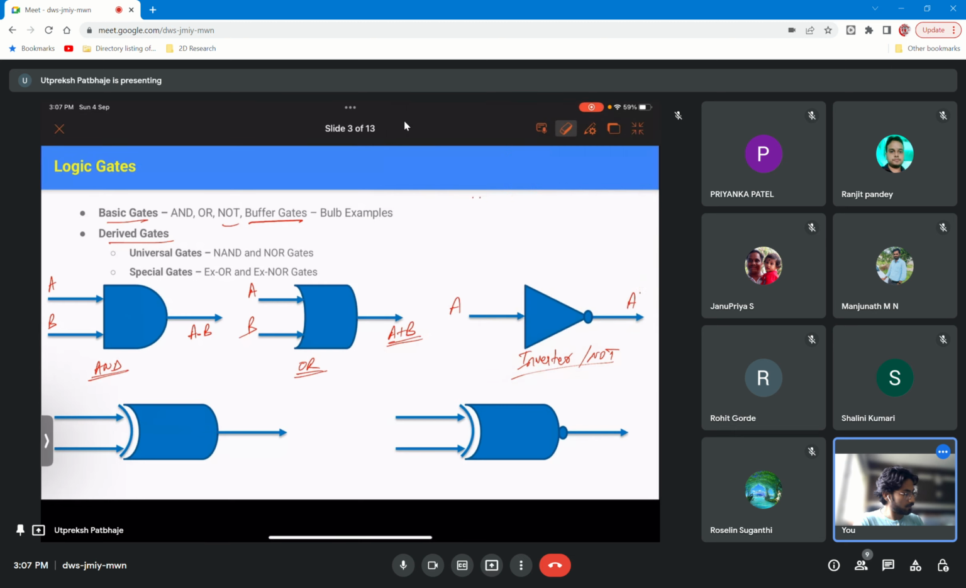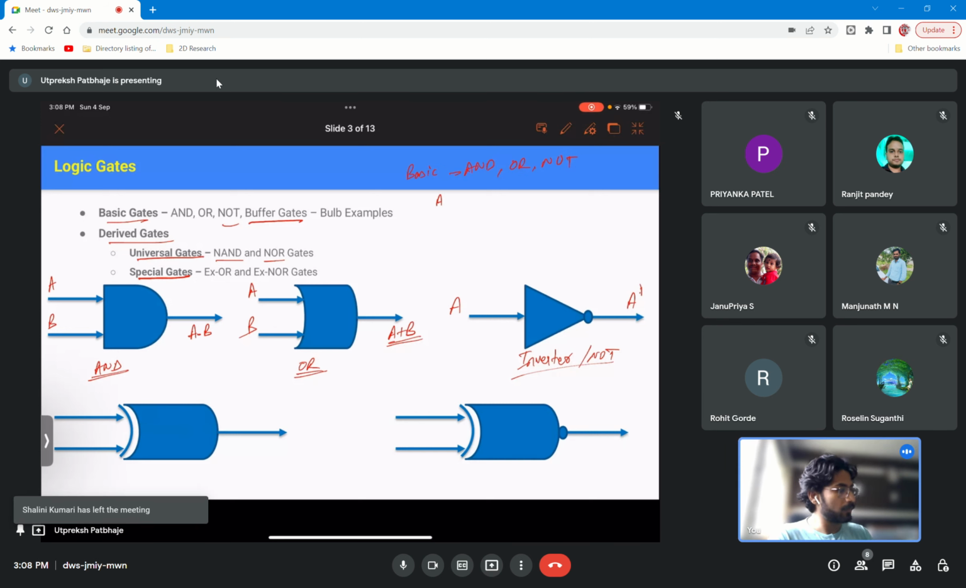Apart from these three basic gates, there are something known as universal gates and special gates. In universal gates, we get two gates, NAND and NOR. They are called universal gates because you can use these gates to realize any of the basic logic gates. Our basic logic gates, as already written, are AND, OR, and NOT. In the next slide, I have put up a basic schematic in which you can use your NAND and NOR gates to convert to any of the basic gates. That also we will see, and the truth table for NAND and NOR.